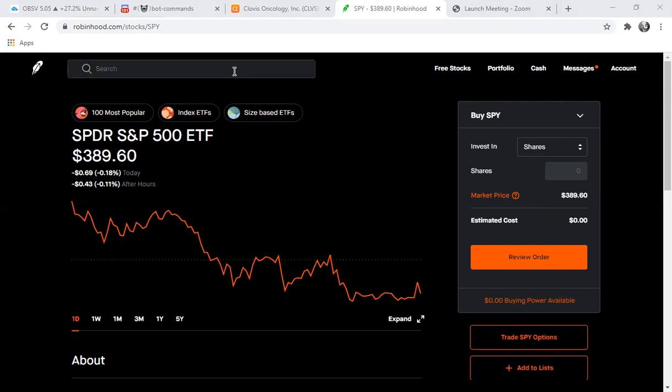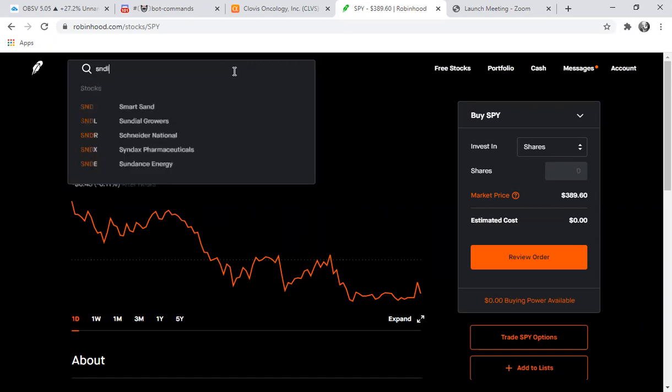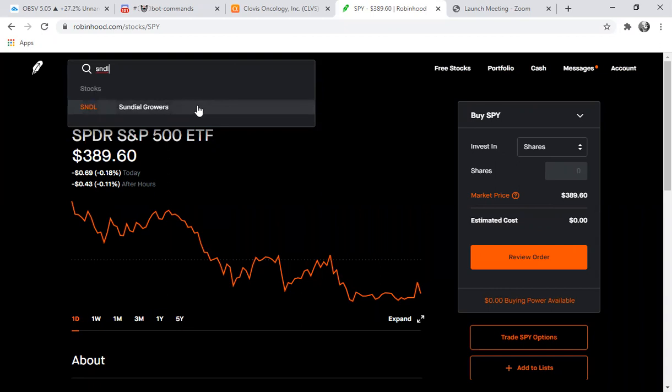So buying a stock is extremely easy. It's not hard. Buying and selling a stock is really not hard. The computer version is slightly different from the phone version, but all in all, it's the same concept. It's the same buttons you press, they're just placed slightly different. Okay, so for example, let's do SNDL.